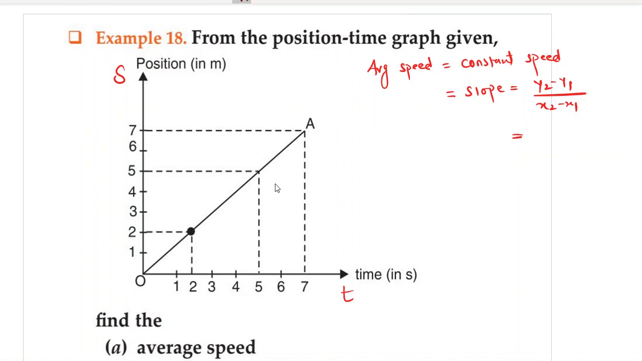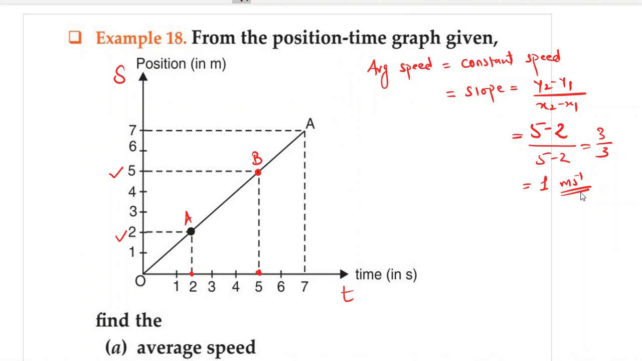So let's consider 2 points. One is A and one is B. So what is y2 minus y1? See, y2 is 5, y1 is 2. Directly 5 minus 2. So y2 minus y1 is 5 minus 2, and x2 minus x1. So this is x2 and this is x1, right? So that is also 5 minus 2. So that is 3 by 3. So the average speed comes out to be 1 meter per second. Correct? That is the slope.